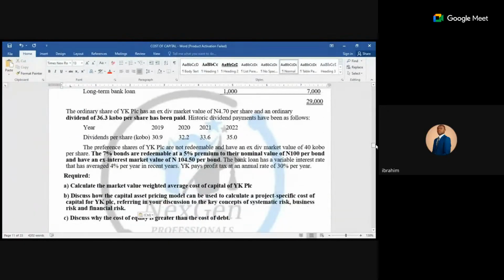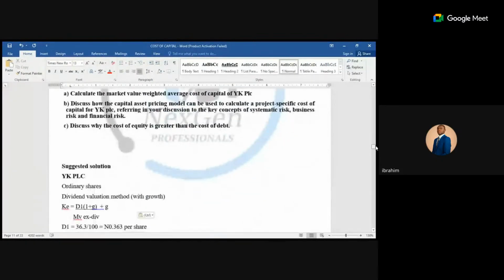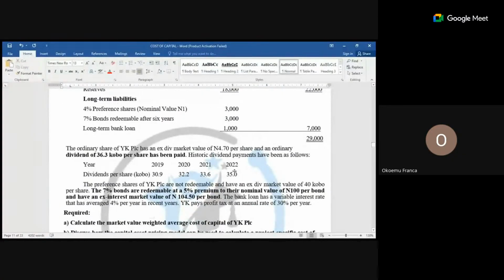36.3, right? Can you see? That's why I say the question is tricky. You have to look at it. Why will you use 35.0 as the current dividend? What will you call this 36.3?